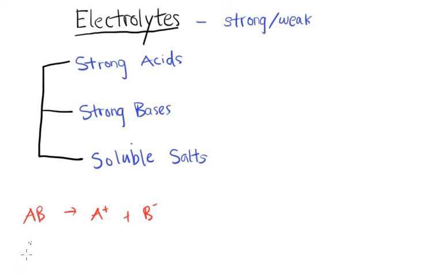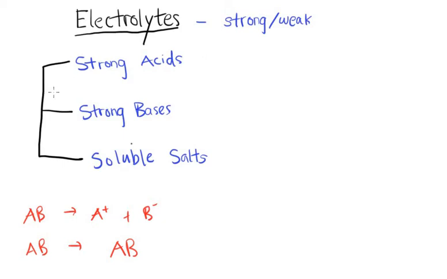However, let's say AB was a weak electrolyte. Then in solution, there will be a lot more ABs than A plus and B minus. So there will be a lot more of the whole molecules than the separated ions.